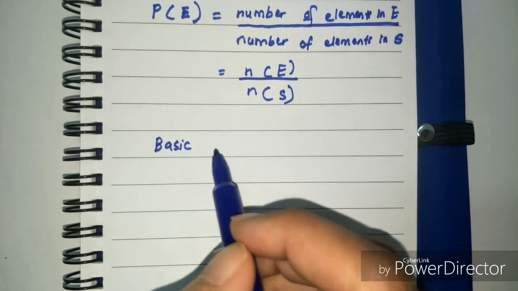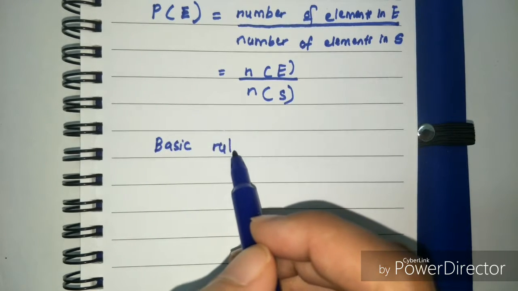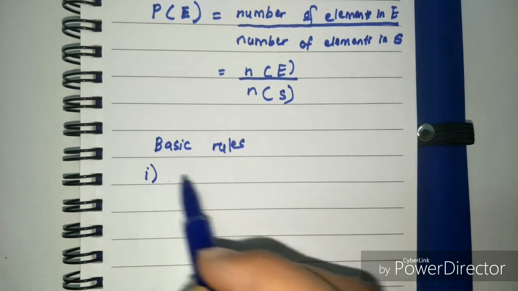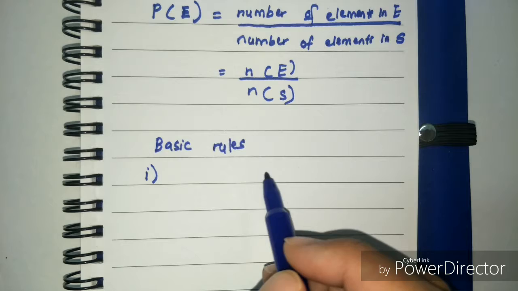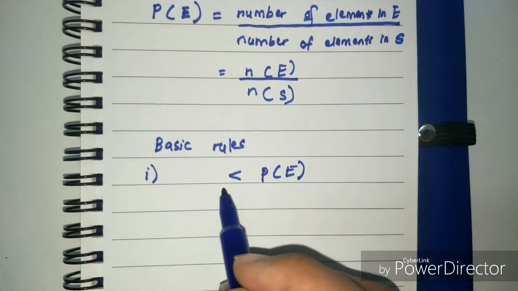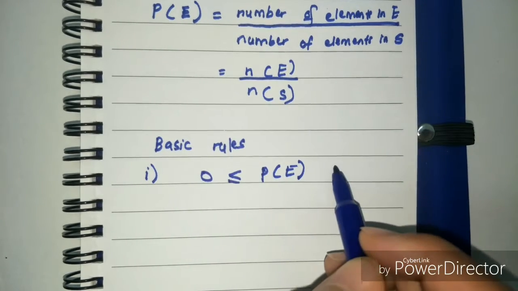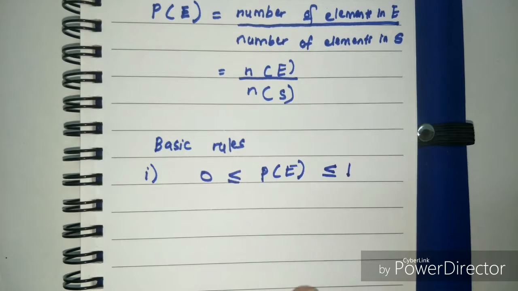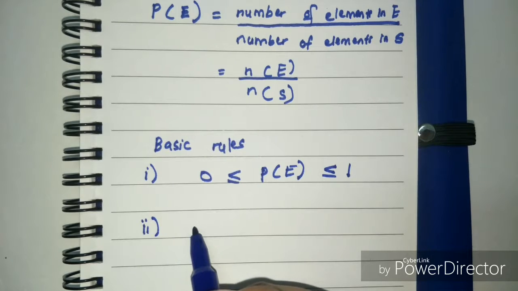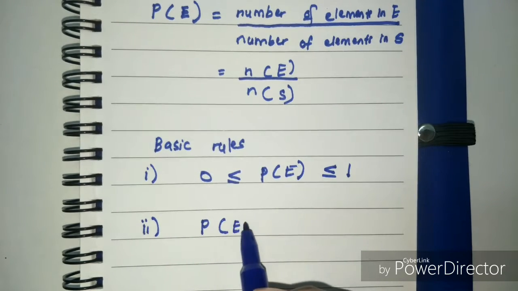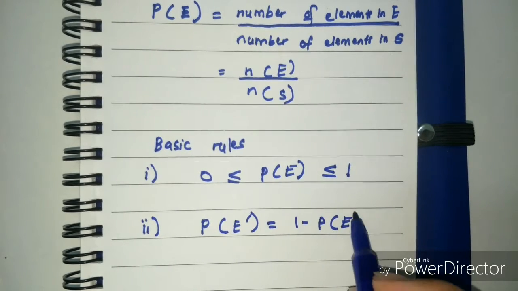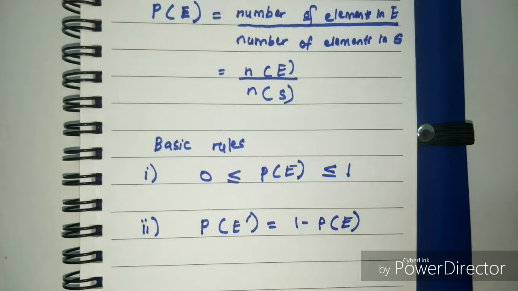There are some basic rules in probability. Firstly, the value will be between 0 and 1, where the 0 value indicates that the event will never occur, and a probability of 1 means the event will always occur for certain. Secondly, the probability of an event not occurring, or P apostrophe E, is 1 minus P E, which means that E apostrophe is the complement of E.